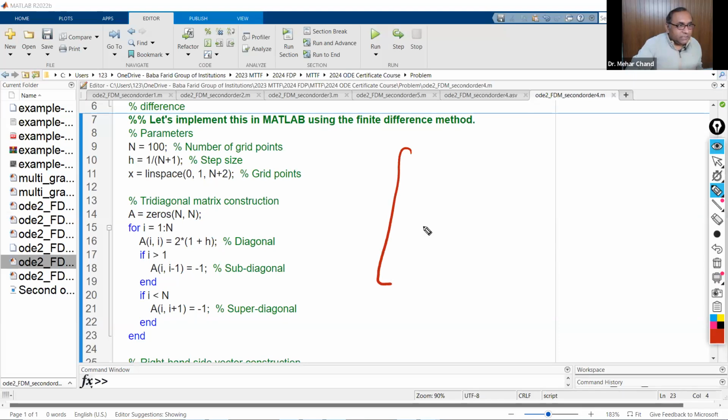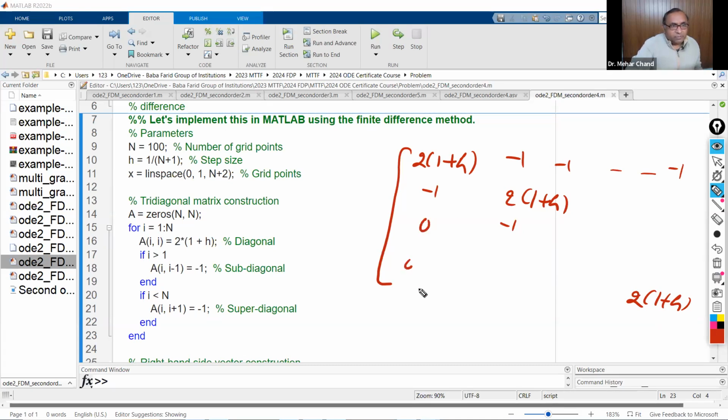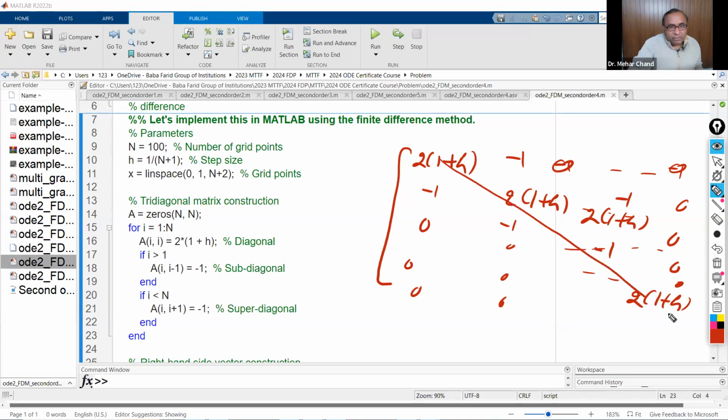When you compute, this element will be 2 plus h, 2 plus h, and so on. Then we will have here minus 1, minus 1. Okay, and here will also be minus 1, minus 1, and so on. So other elements will be 0 in this way. This is also 0. Here will be minus 1. This is also 0. Okay, and if you have 2 plus h, here will be minus 1, and here is also minus 1. Okay, so only this is the main diagonal.